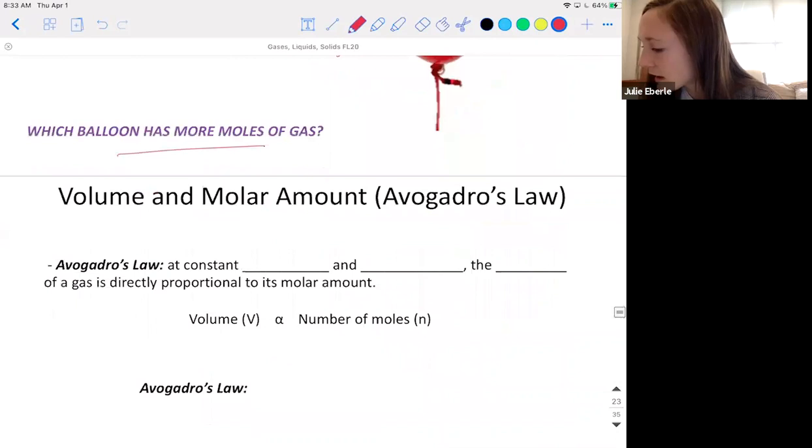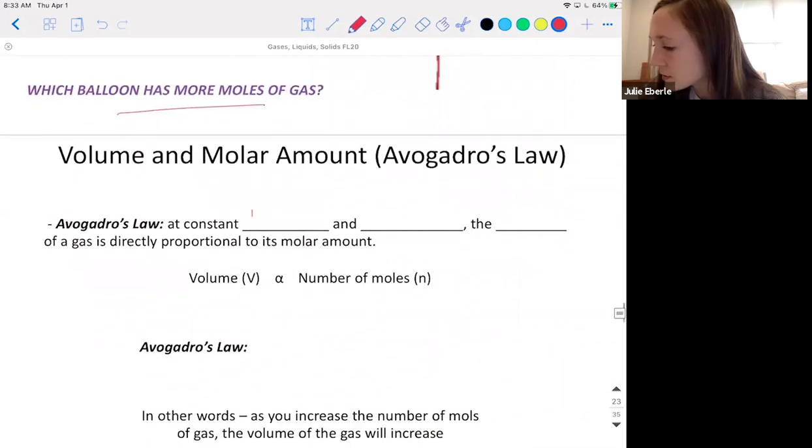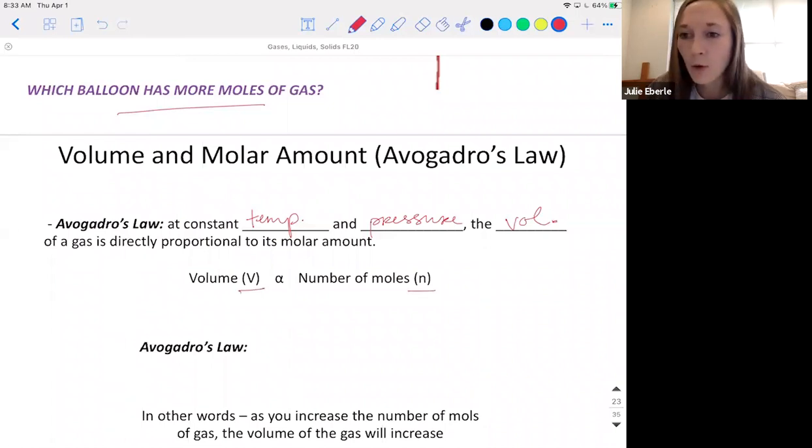Avogadro's law at constant temperature and pressure says that the volume of a gas is directly proportional to its molar amount. Okay, so if we're abbreviating volume with a V and molar amount with an N, the number of moles, it's V1 over N1 equals V2 over N2.